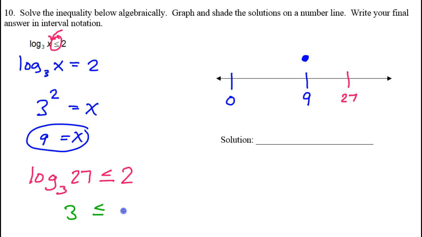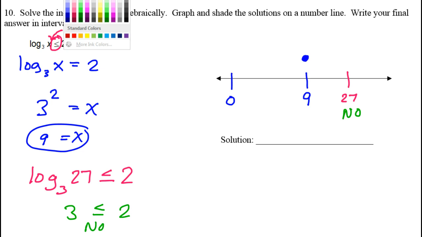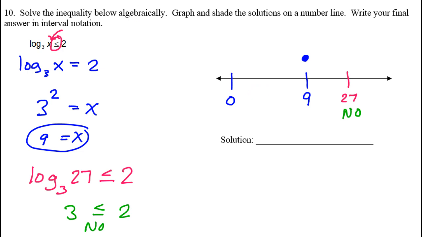So 3 is less than or equal to 2. Is that a true statement or a false statement? That is false. That's a great big no. That means 27 is not a solution. That means the solutions must go in the other direction. All right, let me stick with green. So if this side is a no, that means the other side must be a yes. The solutions must be over here.